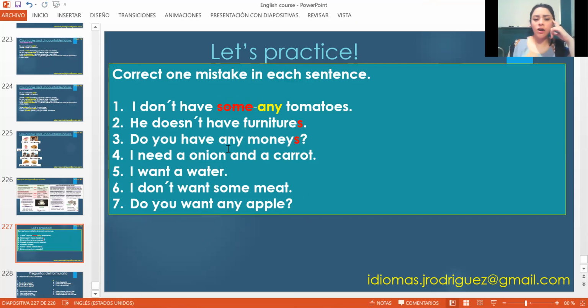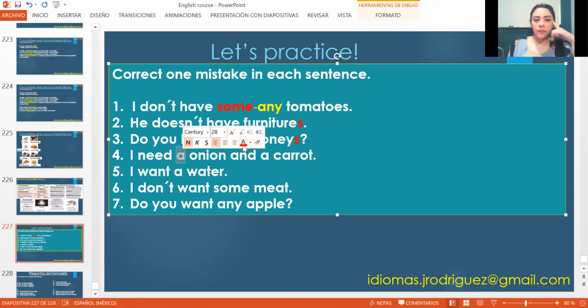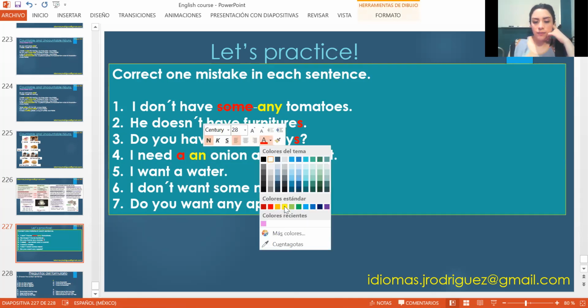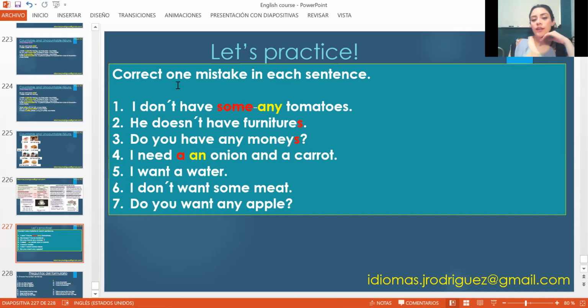Next, I need an onion and a carrot. What's the mistake? Well, onion starts in vowel sound. So I cannot use a. I will say an onion and a carrot. An onion and a carrot. Una cebolla y una zanahoria.